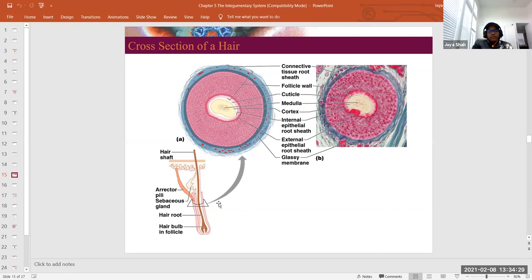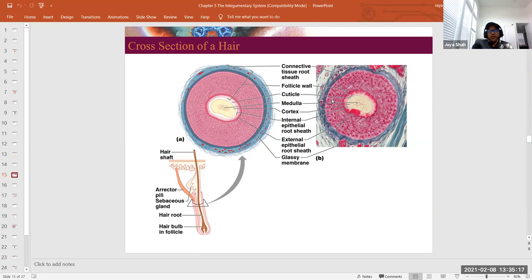Next to this is another layer, called the glassy membrane. Then another major layer here is called the external epithelial root sheath, which is the thicker layer. Then the very thin internal epithelial root sheath. Then you have a whitish layer, the cuticle, and then you have the medulla.